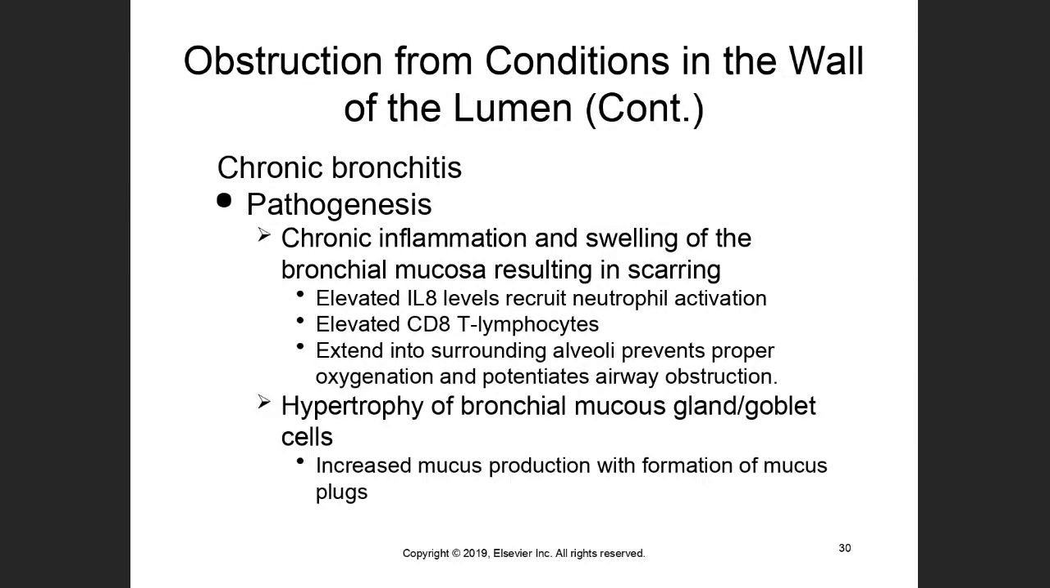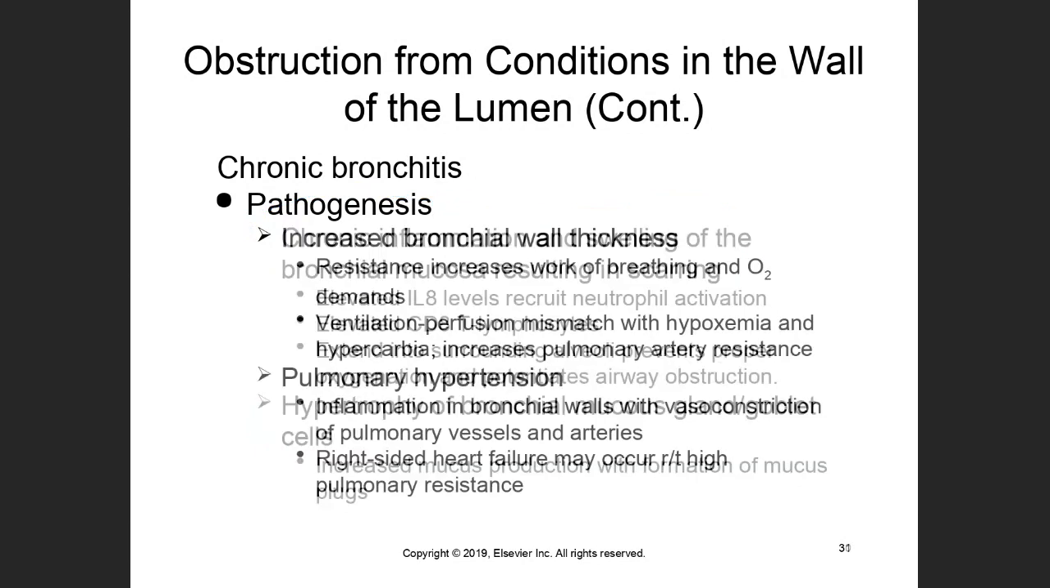Pathogenesis: chronic inflammation and swelling of the bronchial mucosa resulting in scarring. That's extremely important because that's the pathology. Also, they have elevated interleukin, elevated CD4, hypertrophy of the bronchial mucosa and goblet cells. That's extremely important because it's another description of the pathophysiology.